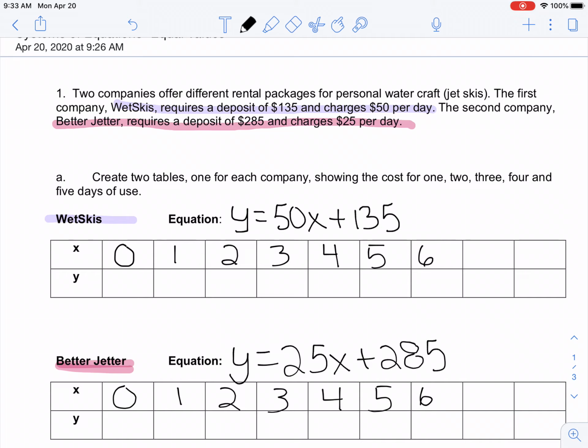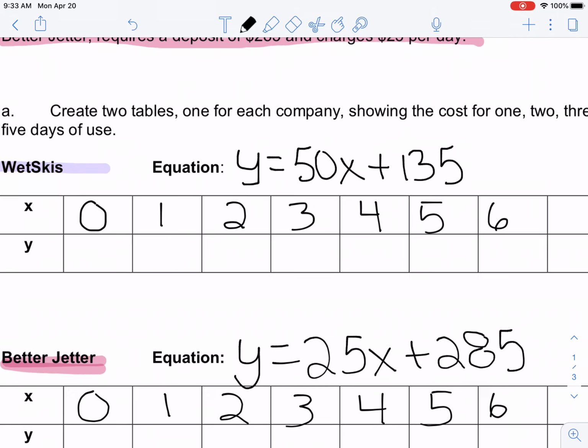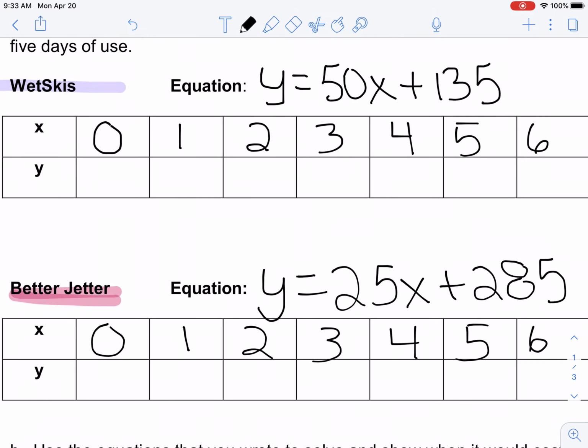So you can see that I already started filling in the tables. You can do that as well. I don't think we're going to need 7 and 8, so I'm just going to go to 6 for now. And let's take a look at the first table for Wet Skis. If I don't rent it for any days, I need to reserve it, and that deposit is $135. Okay? So at 0 days, it's going to cost me $135 for that deposit. And then each day after that, it's going to increase by $50.